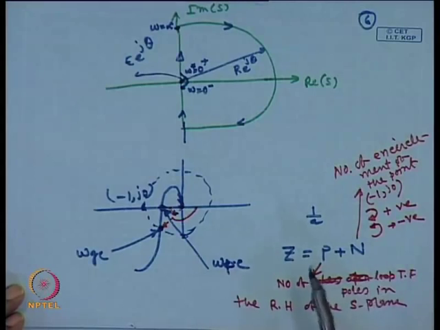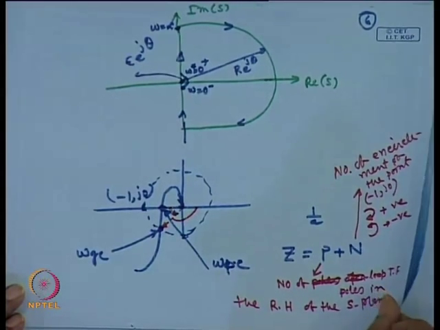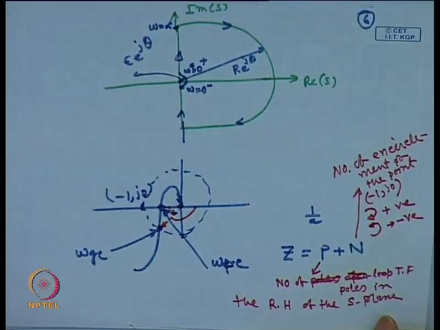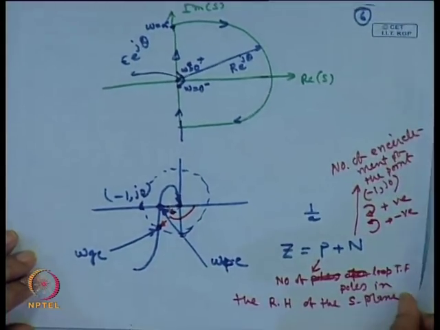So in this way, we can study the stability of the closed loop system, even if this system is a non-minimum phase system, that means there are open loop poles in the right half of the S plane. Now we will see what is called the phase margin.